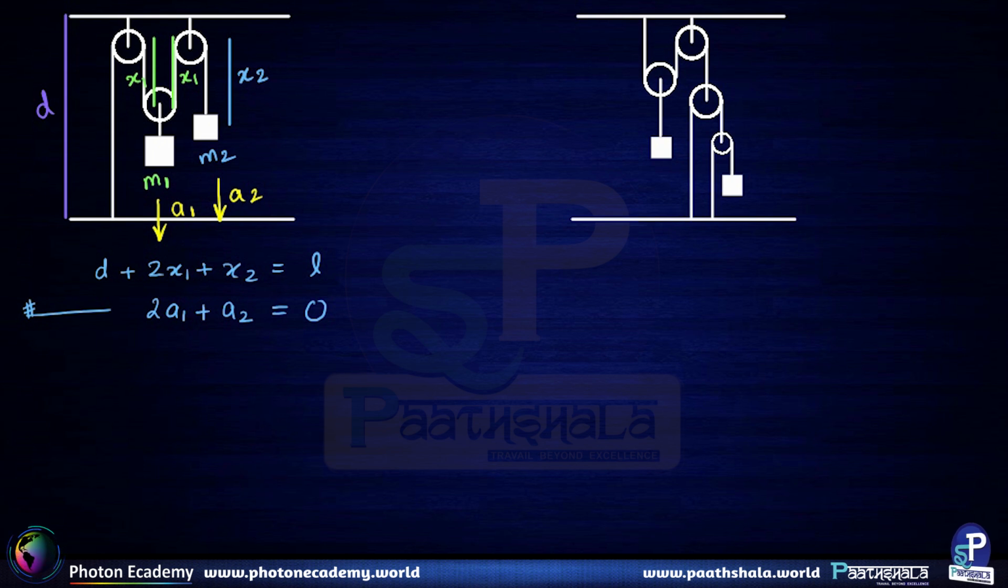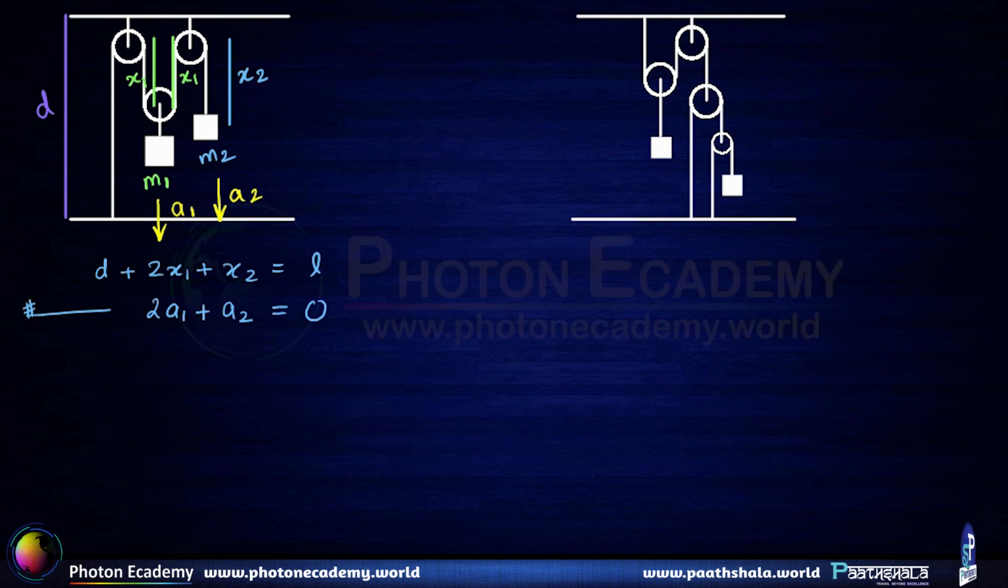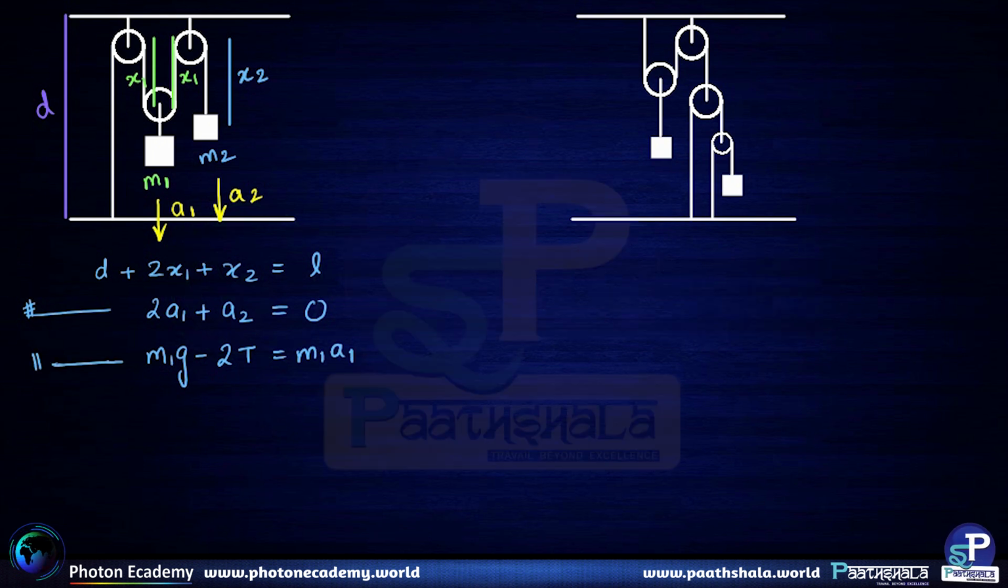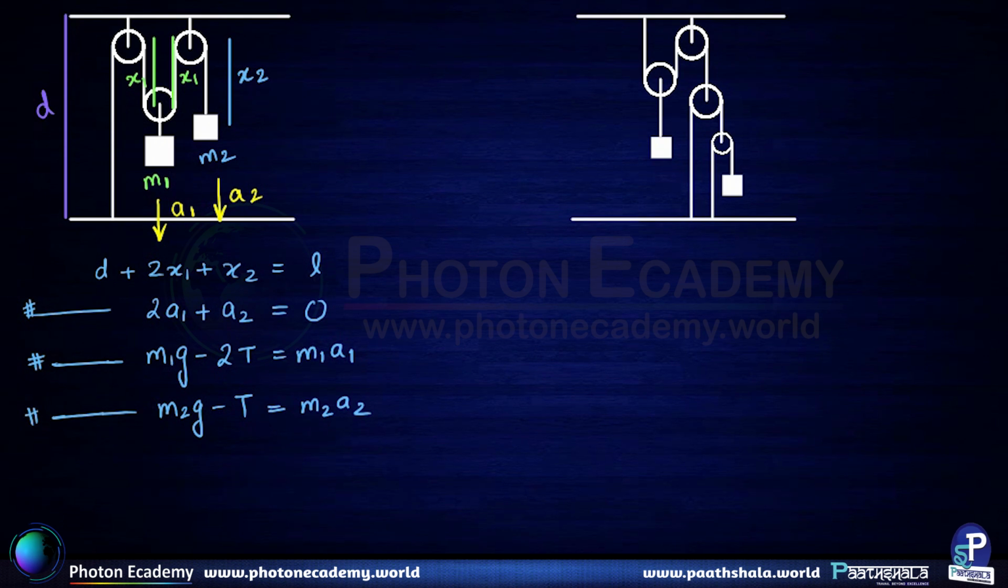Next, we can write down the equation for m1. On the mass m1, 2 times tension acts in the upward direction. So for the mass m1, I can write down m1g minus 2t is equal to m1a1. So this is the equation for mass m1. For the mass m2, we can write m2g minus t is equal to m2a2. So this is the equation for the mass m2.